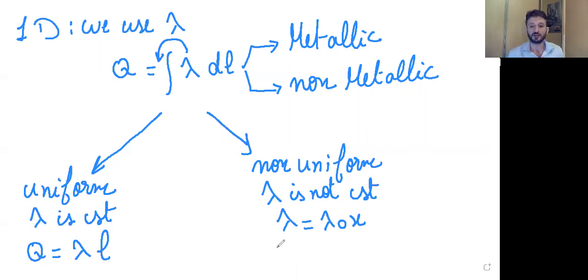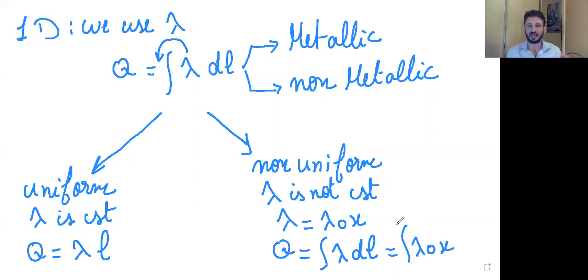Here you have to use lambda, and you substitute its value in terms of the position. We get here, for example, lambda 0 x, and we have dl in terms of the x-axis. So dl in this case equals dx, okay? And we can solve for Q.